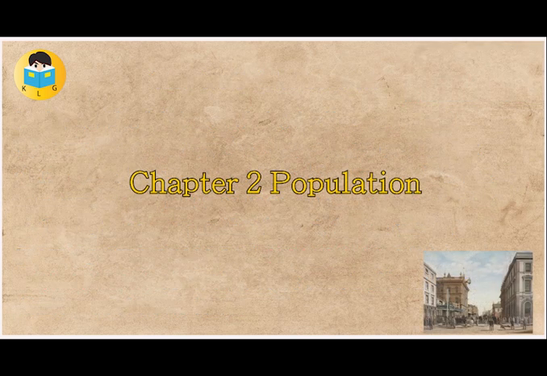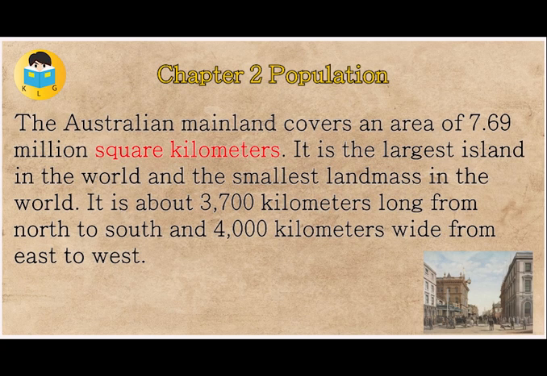Chapter 2: Population. The Australian mainland covers an area of 7.69 million square kilometers. It is the largest island in the world and the smallest landmass in the world. It is about 3,700 kilometers long from north to south and 4,000 kilometers wide from east to west.